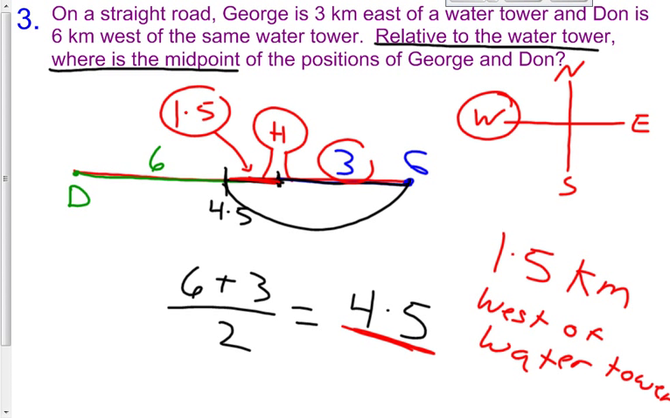That's how Excel Math is going to answer these types of questions. So we know the midpoint is at 4.5, right in the middle, but relative to the water tower, your water tower is 3 kilometers away from an endpoint, so go another 1.5 kilometers west, and there is going to be our midpoint.